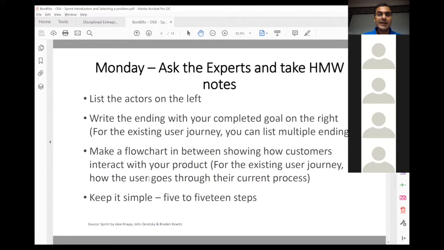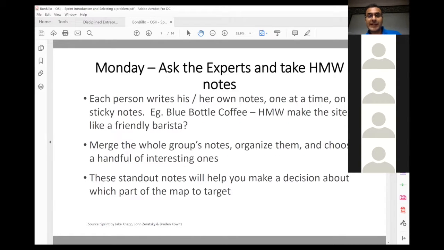Sounds good. Okay, so the next part of the process is to speak with experts and to take how might we notes, right? And so here you're going from that to really coming up with how might we's, which are how might we solve a particular problem, right? So the goal of talking to experts is to understand the gaps in the current solution or the current process, right? Which then allows you to identify key opportunities that you can solve for and frame it as a how might we question.